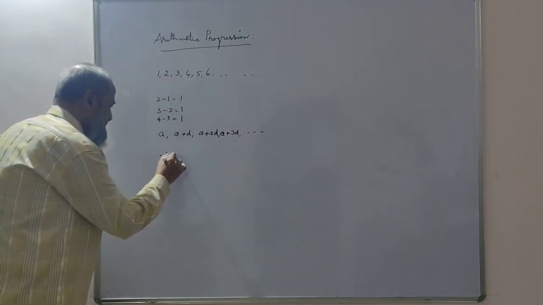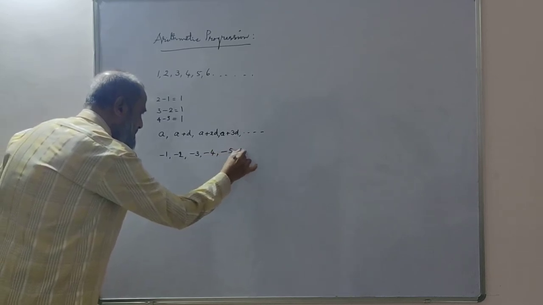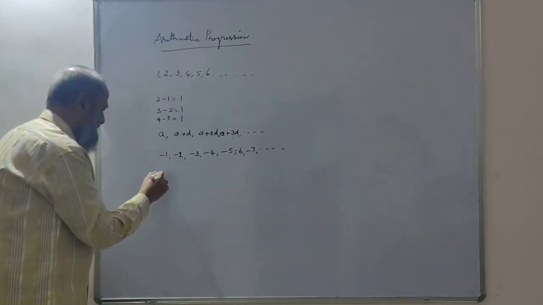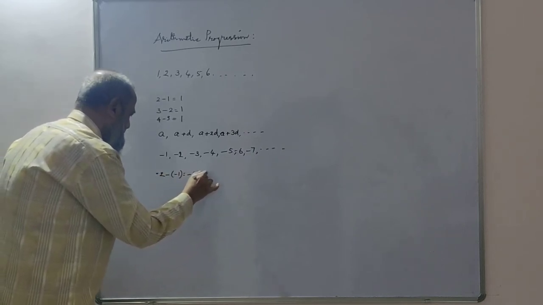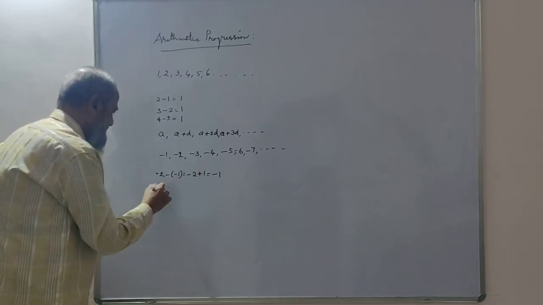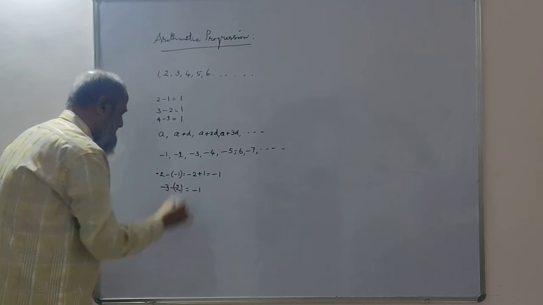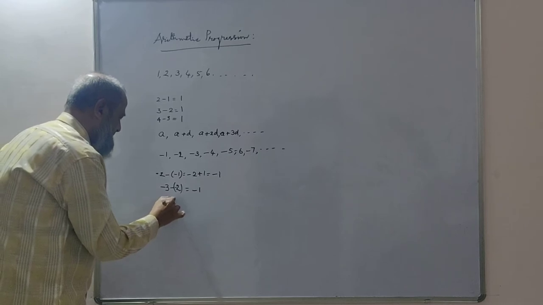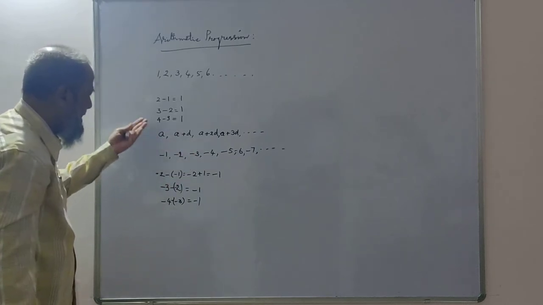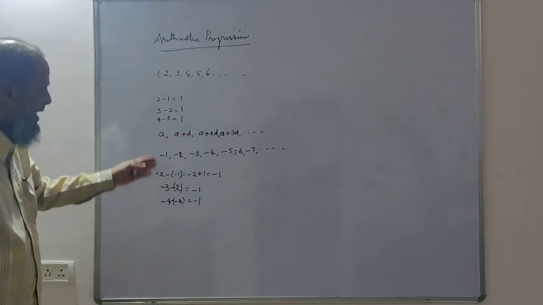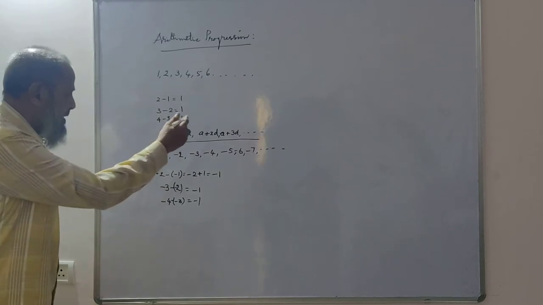For example, minus 1, minus 2, minus 3, minus 4, minus 5, minus 6, minus 7, etc. Now, minus 2 minus of minus 1 will be equal to minus 2 plus 1, that is minus 1. The difference is minus 1. Similarly, minus 3, if you subtract minus 2 from minus 3, it will be minus 1. Similarly, minus 4 minus of minus 3 will be minus 1. So the common difference can be negative or positive. A also can be either negative or positive. Now, such an arrangement is called an arithmetic progression. Generally it can be represented by A, A plus D, A plus 2D, A plus 3D, like that.